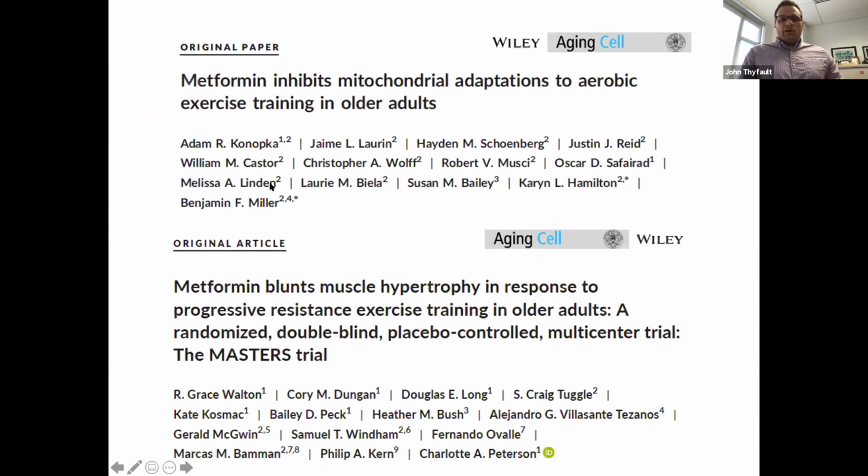Ben Miller's group, when he was mostly at Colorado State. Now he's at Oklahoma Medical Research Foundation. And then another paper came out from Charlotte Peterson's group showing that metformin blunted muscle hypertrophy in older adults using resistance exercise to offset atrophy. I'm only going to show data from the aerobic exercise study here.